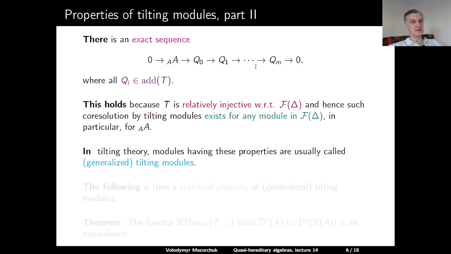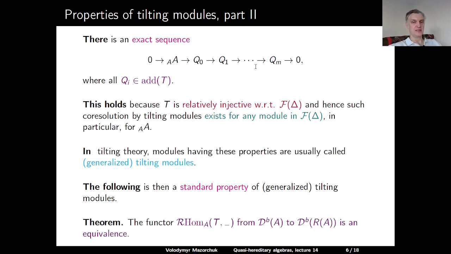In the classical tilting theory for finite-dimensional algebras, modules which have these three properties are usually called generalized tilting modules. So this is a slight confusion with terminology. And for all generalized tilting modules, we have the following standard property, which we formulate here in our setup for our characteristic tilting module T. Theorem, that's the main result for today's lecture.